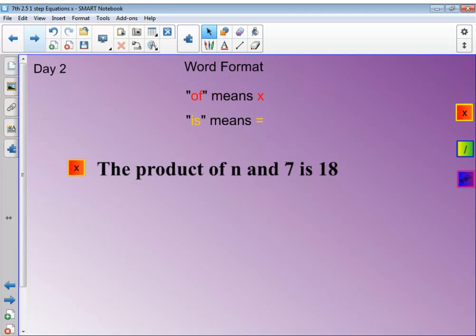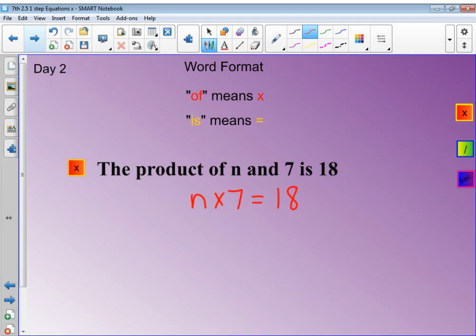So here I have the product of n and 7 is 18. The product is to multiply. So n times 7 equals 18. Now you guys aren't probably always used to seeing it like that. You probably are used to seeing a multiplication problem like this. 7n equals 18 is how we worked them on the previous slide.